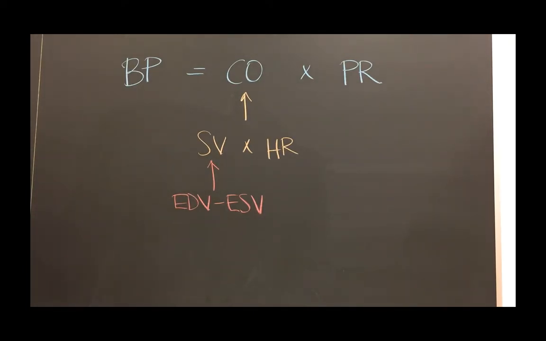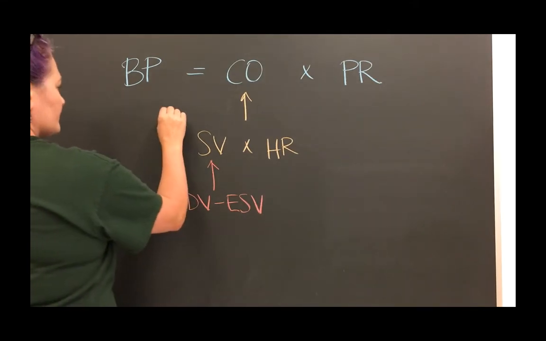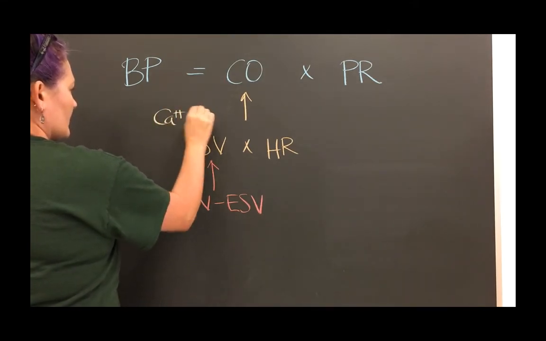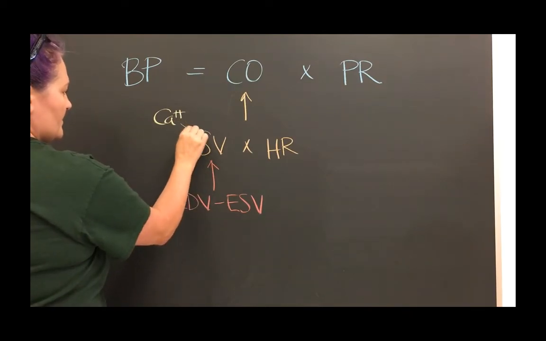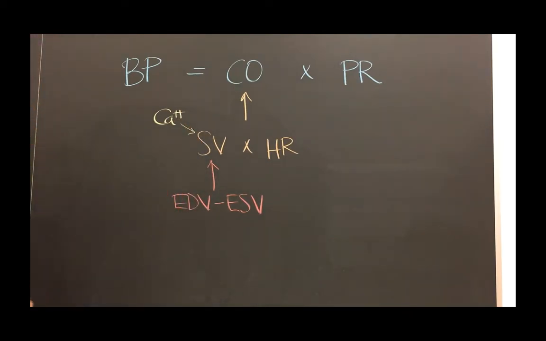We talked about a few different things that would come into this and play into this. So we talked about an ion, calcium, that is going to have a direct effect on stroke volume. So as calcium decreases, stroke volume would also decrease, so the availability of calcium is important.